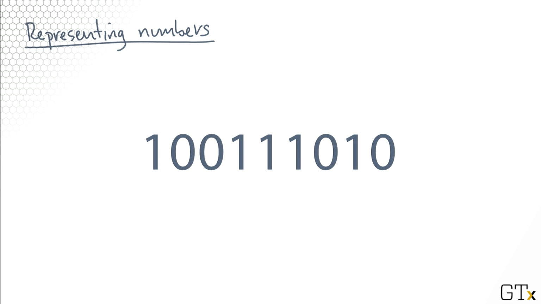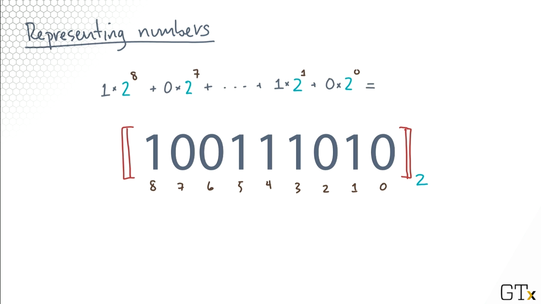So every digit is either 0 or 1. Now, what's the value of this binary string? Well, let's apply the same idea as before. First, every digit has its place. The mathematical value is just the sum of what each digit contributes. In this example, 1 times 2 to the 8th, plus 0 times 2 to the 7th, plus 0 times 2 to the 6th, and so on. At this point, I think you can work out the rest.